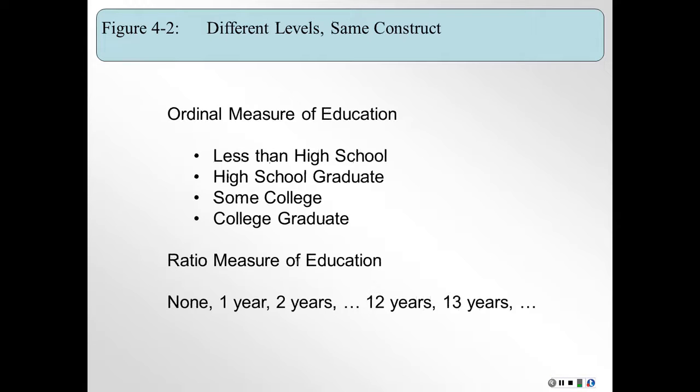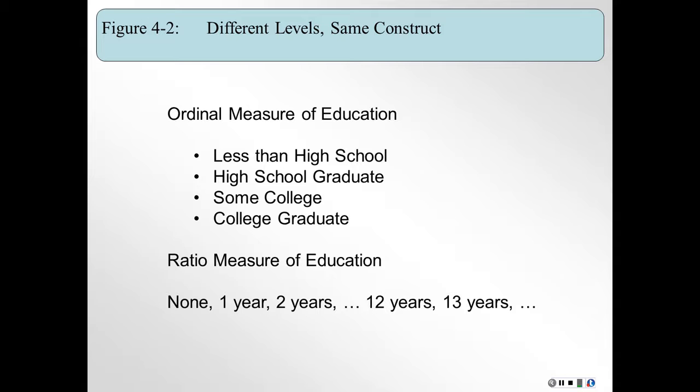Look with me, for example, at figure 4.4-2 here. Different levels, same construct. So think about education. We could measure a person's level of education in an ordinal fashion. We could have a survey in which they checked a box: less than high school graduate, some college, or college graduate. These categories are certainly separate from each other, and they are rank orderable. We know that the college graduate has the most, the person with less than a high school degree has the least, and these others fall in the middle. We know the order.